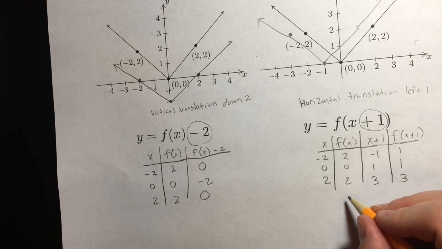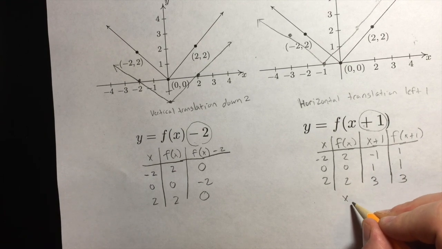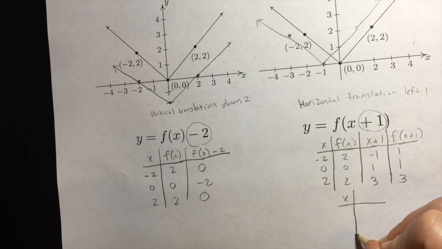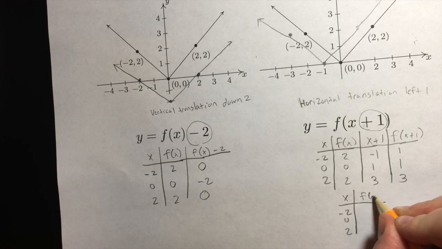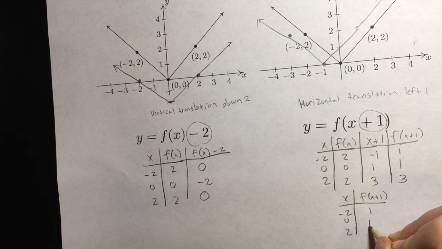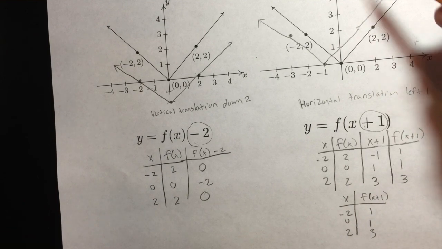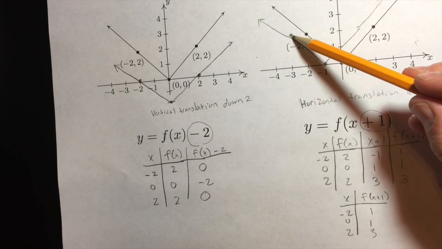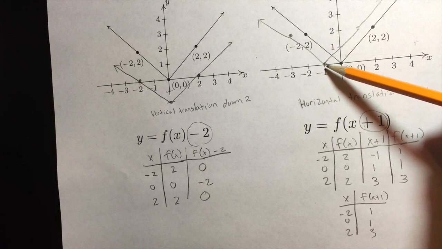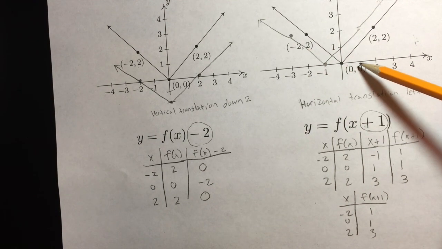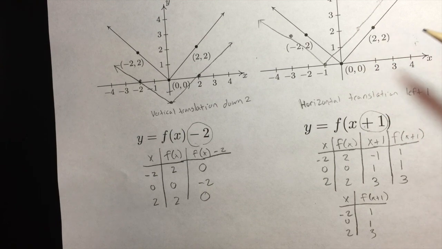Okay, so our new table would be x: negative 2, 0, 2. f of x plus 1: 1, 1, 3. Or you could use the values that we created when we just shifted it, which is negative 3, negative 1, and 1, with outputs 0, 2.